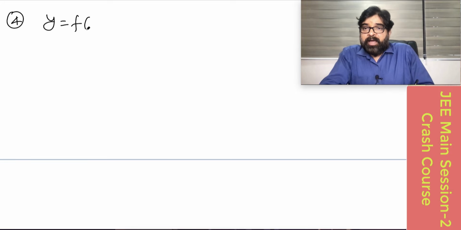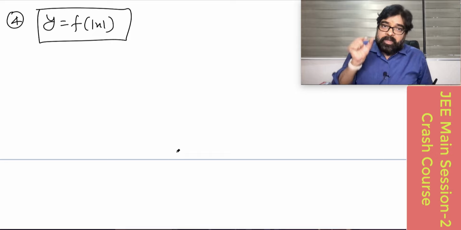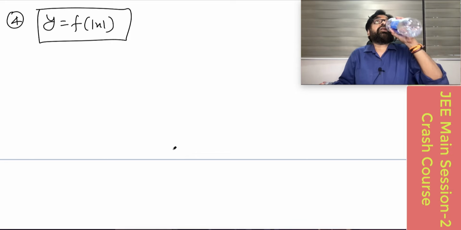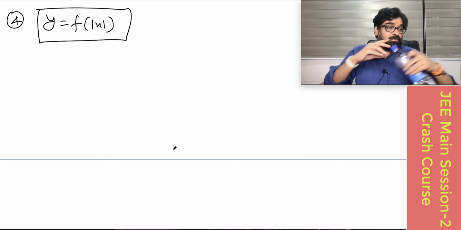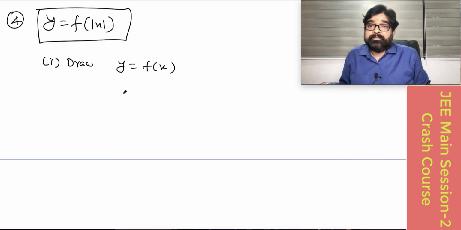Next, fourth method. y equal to f of mod x graph. Now this time mod is kept only on the variable, not on the complete function. If it's kept on the complete function, we'll use the previous method. Am I right? So first thing, here you have to follow three steps. First step, draw y equal to f(x), means remove the mod and draw the function graph. Second step, eliminate the second and third quadrant.